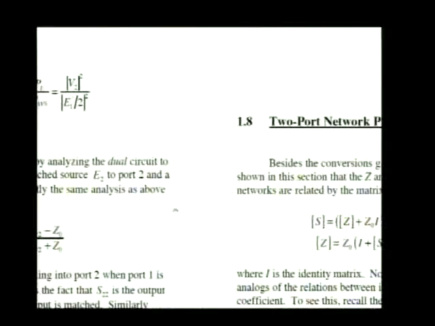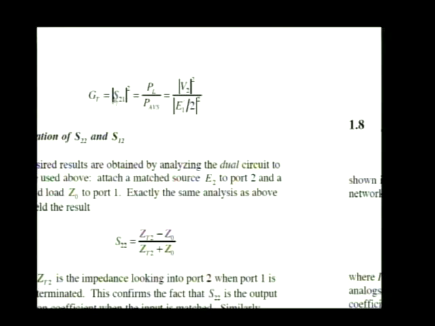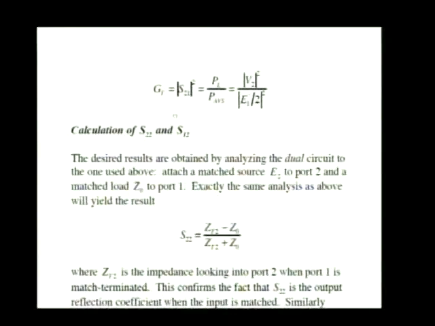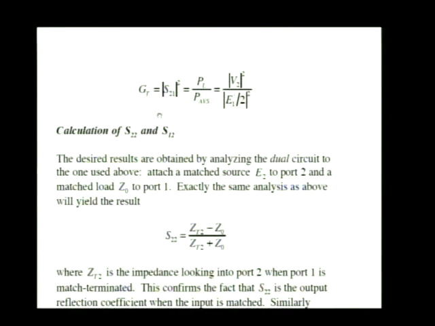So here's our definition of the transducer power gain: magnitude S21 squared, PL over PAVS, which in terms of those voltages from the source and the voltage at the load can also be written in the following way.